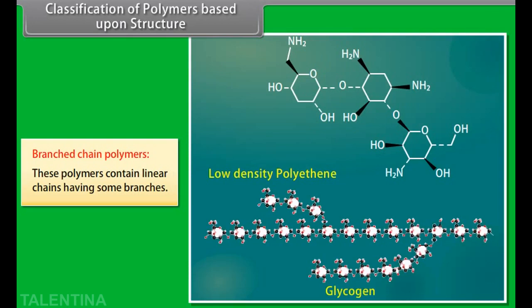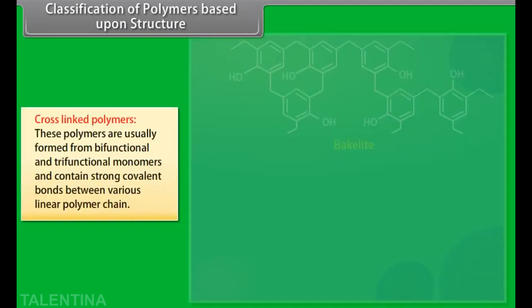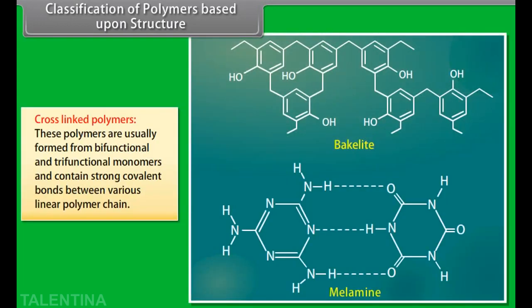Branched chain polymers. These polymers contain linear chains having some branches. For example, low-density polyethylene and glycogen. Cross-linked polymers. These polymers are usually formed from bifunctional and trifunctional monomers and contain strong covalent bonds between various linear polymer chains. For example, bakelite and melamine.